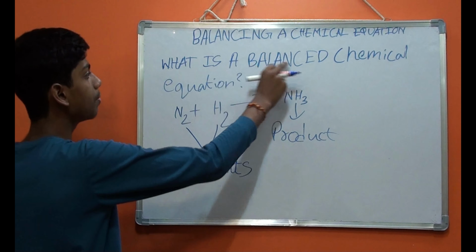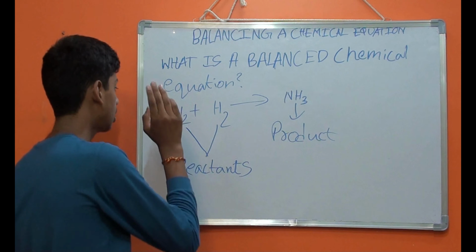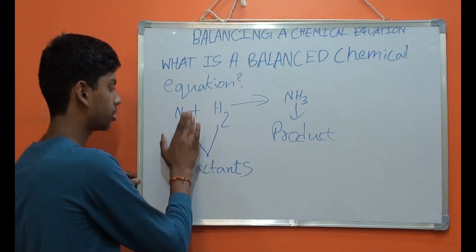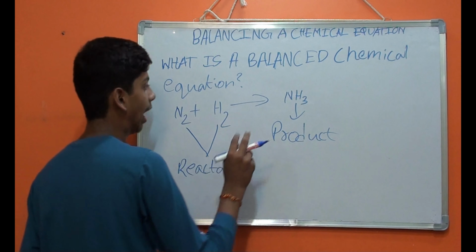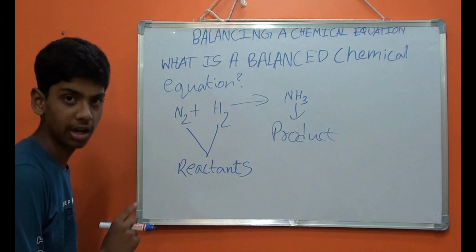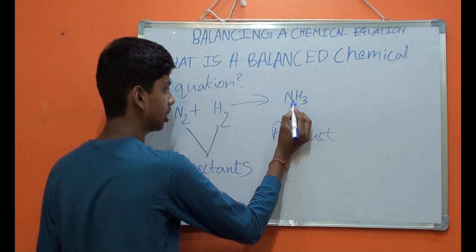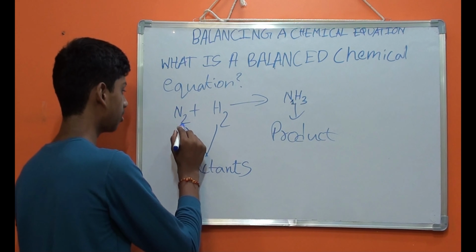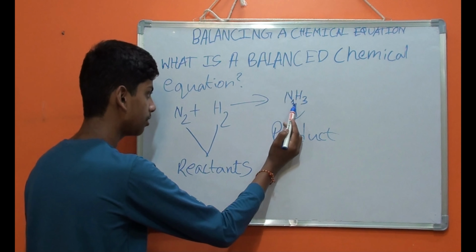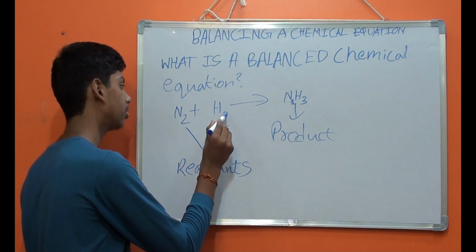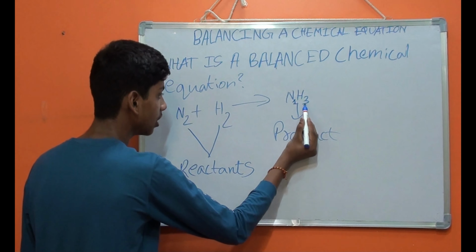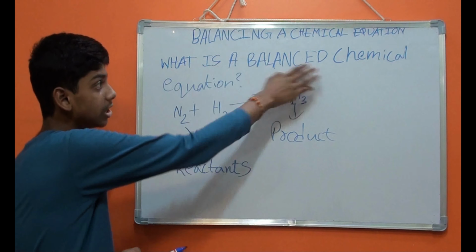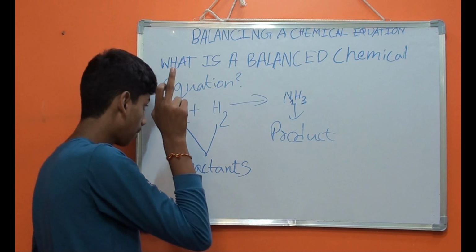So what is a balanced chemical equation? Here on this side we have nitrogen 2 atoms, and on this side we have nitrogen as 1 atom, because here nothing is written, so we take it as 1. Here for hydrogen we have 2 atoms and here for hydrogen we have 3 atoms. What is a balanced chemical equation is the question.